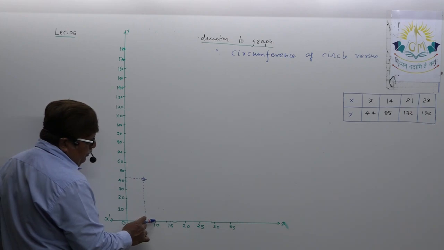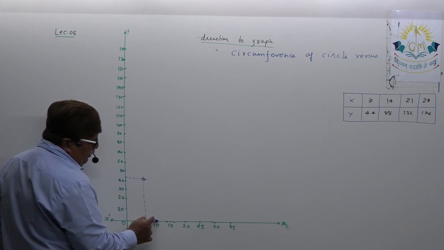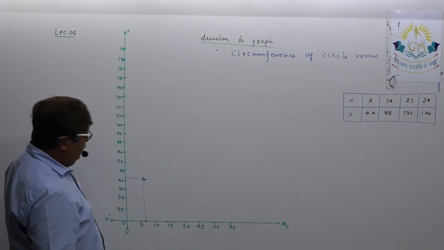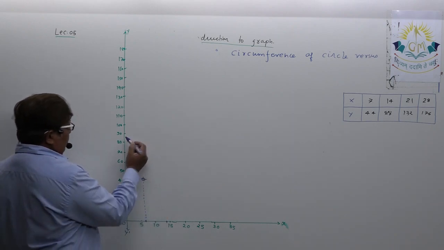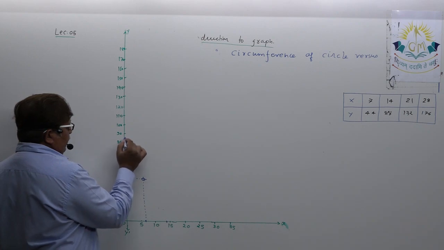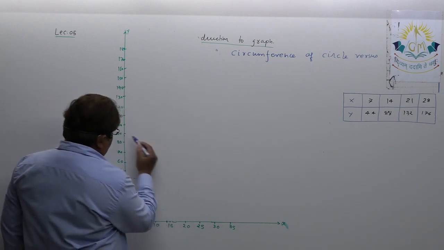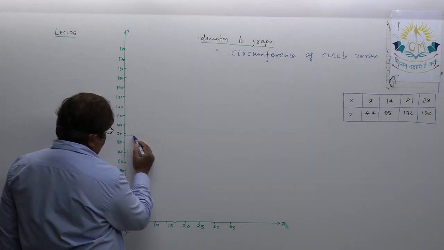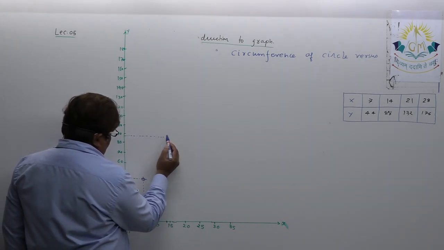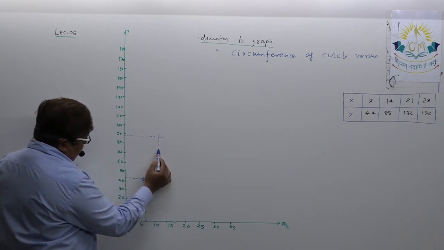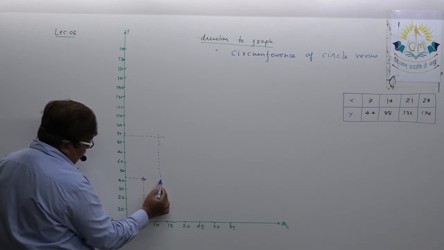Or from 10 you have to count 1 at every 2 lines, so there will be 8 lines. 14, 88. Where is 88? After 80, count 8 lines. This will be 88. And then a dotted line. Okay, this way you got the point. One dotted line from here also.